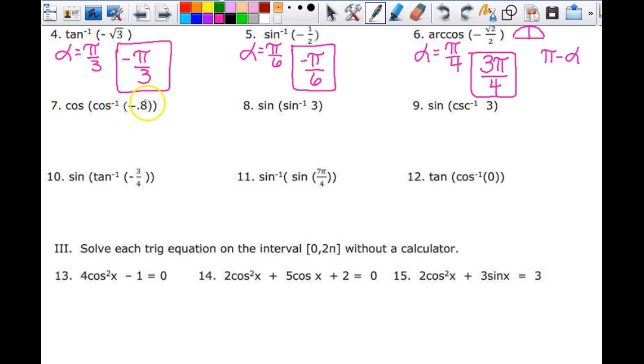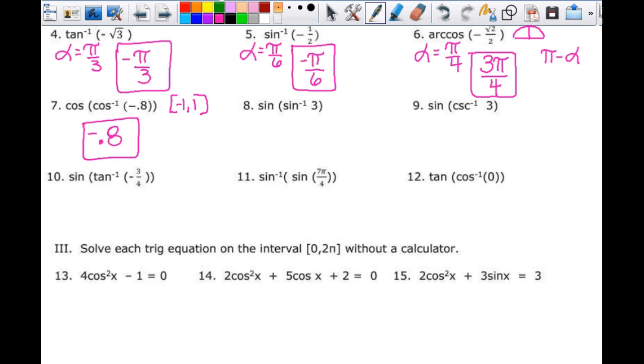But if this is not a value I could get from taking the cosine of something, then I couldn't use it. But remember, your range for cosine, not your cosine inverse, but your range for cosine, or your domain, really, for your cosine inverse, goes from negative 1 to 1. So that falls in the negative 1 to 1, so I'm good. Since that happens, I can cancel them out, and I get negative 0.8.